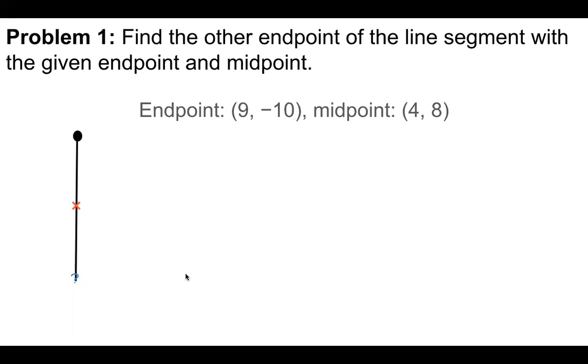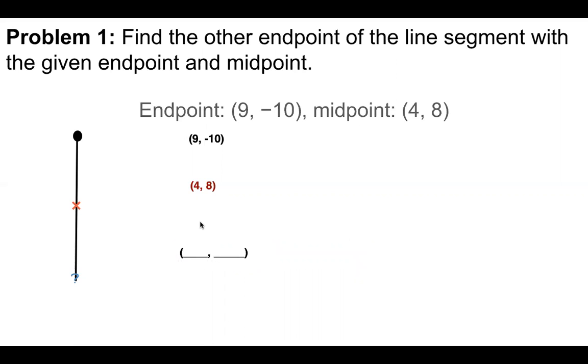So to start off this problem, I'm going to line up my points just like this image. So the first endpoint, I'm going to start off with that. 9, -10. Then I'm going to place our midpoint in the center, 4, 8. And then the other endpoint, which we're trying to figure out, just leave some blanks for that. It's going to be something, comma, something. Not sure what goes there.